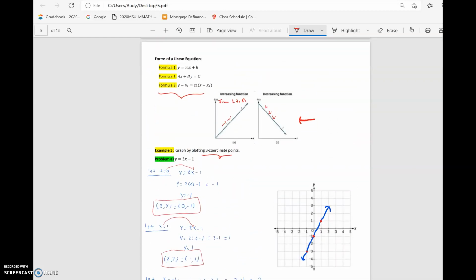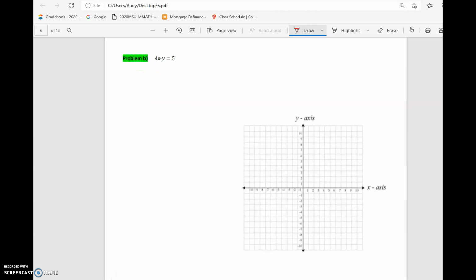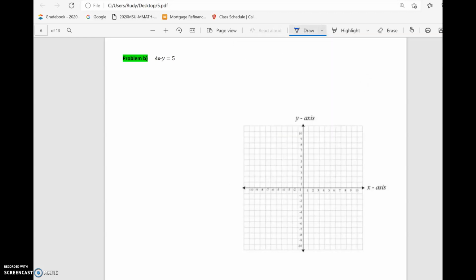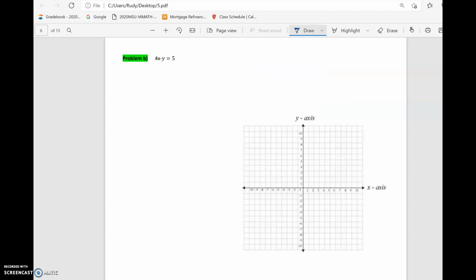represents, in this case, formula 2. And same idea, they want us to find a total of 3 coordinate points. So I'll pick values near the origin. So let me pick 0. So in this case, let x equal 0. And we're going to end up with 4x minus y is equal to 5.